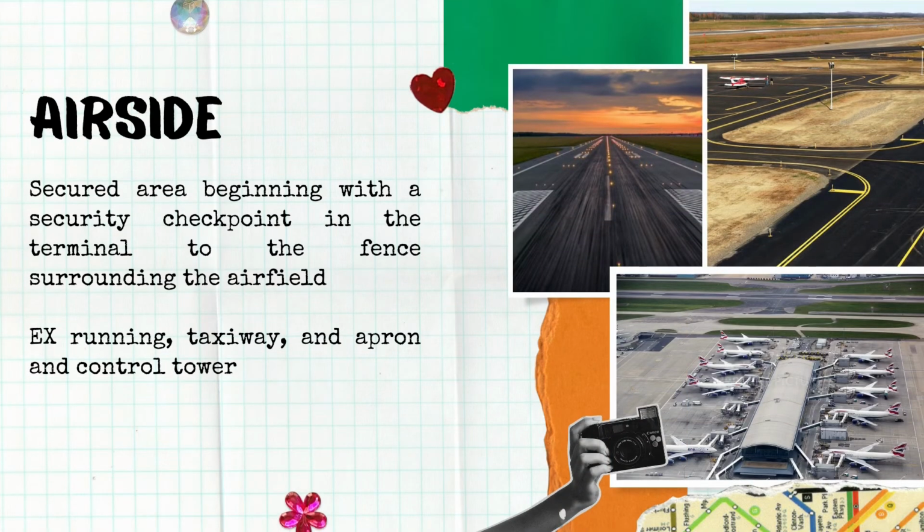The airside area is a tightly controlled, secure area of the airport, beginning with a security checkpoint in the terminal, extending to the fence surrounding the airfield. The key elements in the aviation zones are runway, taxiway, apron, and control tower.